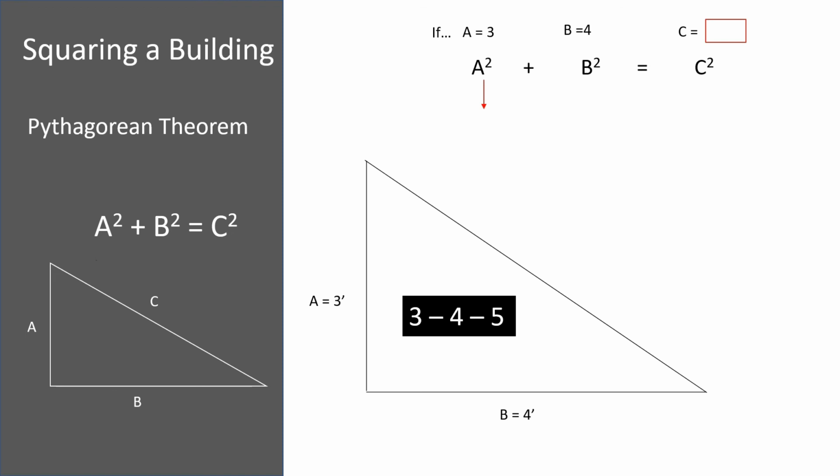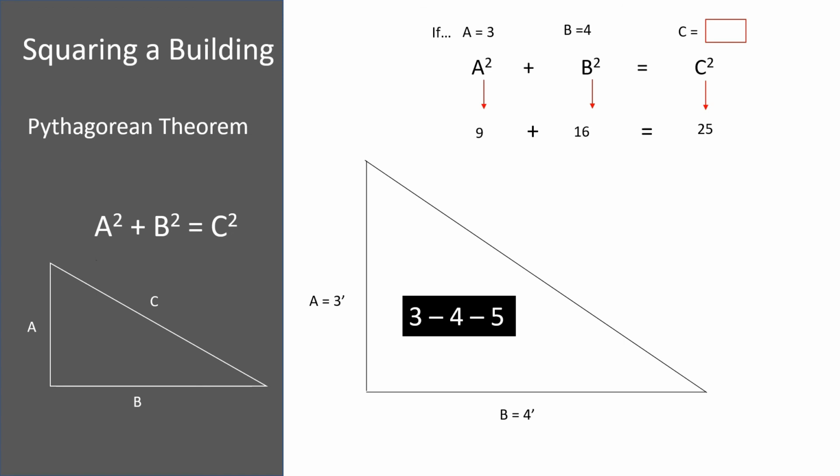A is 3, so A squared is 9. When you square a number, you multiply it by itself. All right, B is 4, so B squared is 16. We don't know what C is. We can use this formula and add 9 plus 16, and that's 25. So A squared is 9, B squared is 16, and C squared is 25.